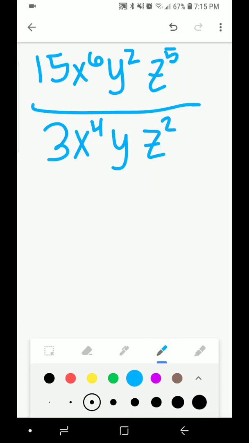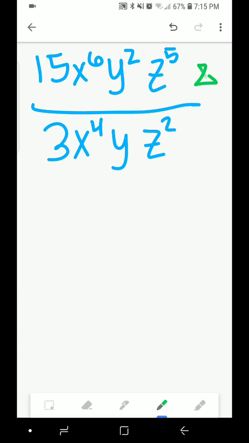Okay, in this video, we are going to look at dividing monomials. So we have a situation here where we have a monomial on the top divided by a monomial on the bottom. So we need to go ahead and look at the coefficients and divide them.